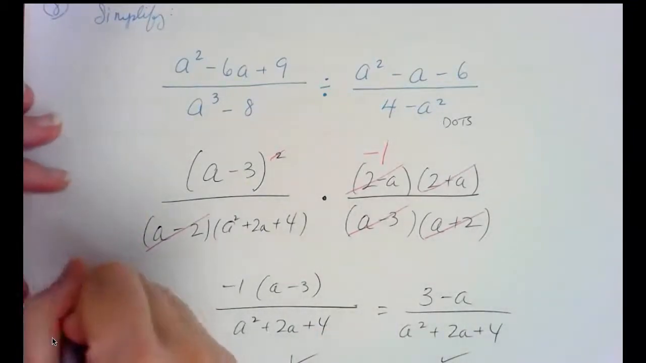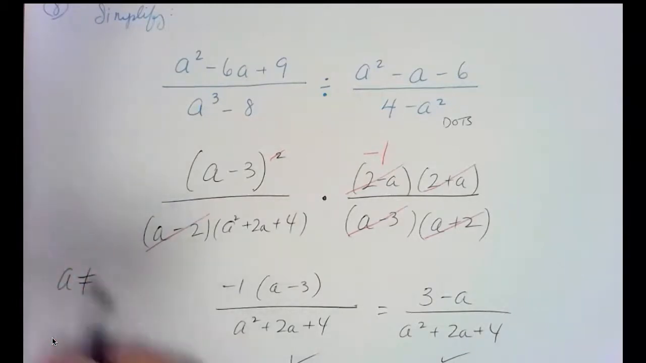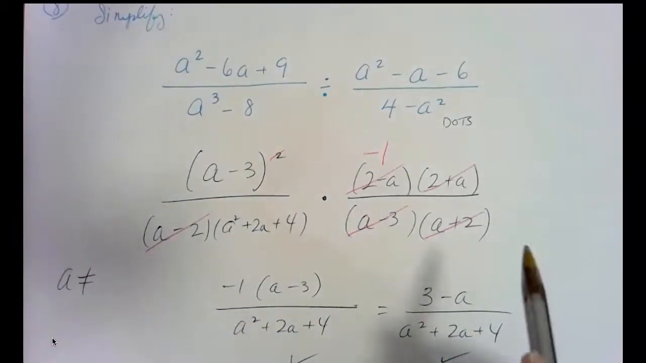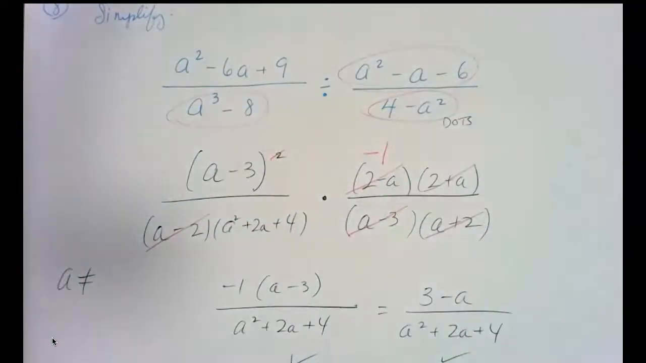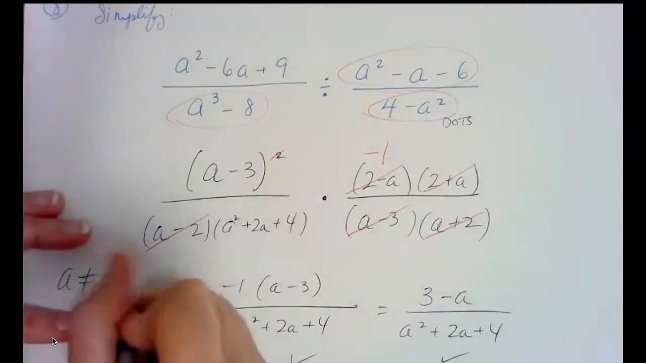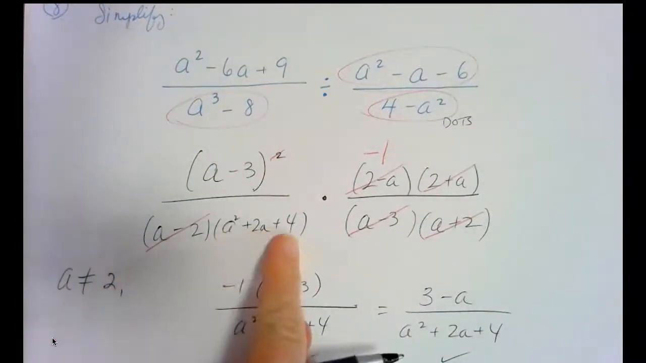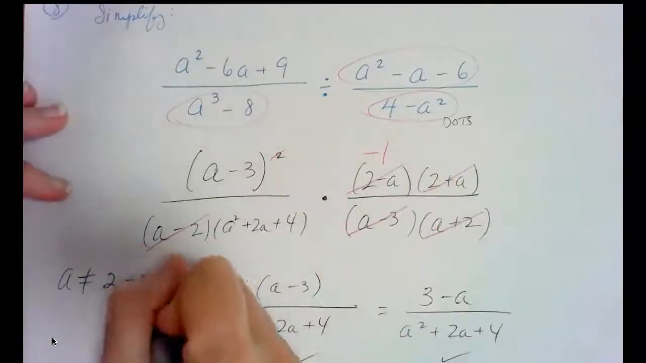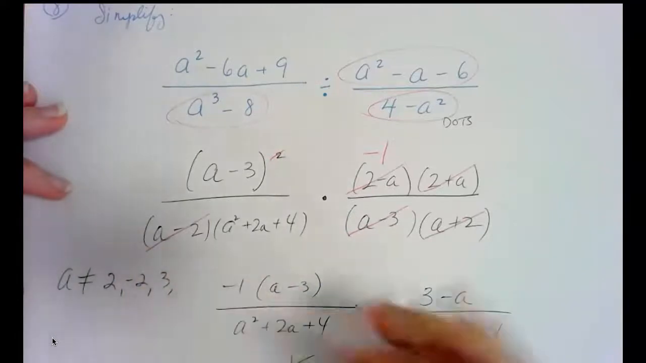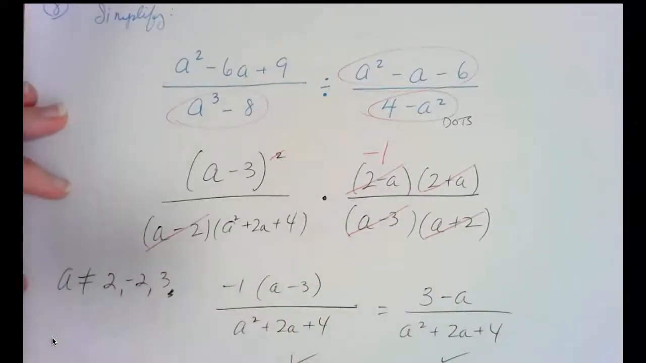We've got some restricted values here. A cannot equal, and since this is division, we have to consider restrictions from here, here, and there. So look at all those factors. So a cannot be 2. This, of course, would only yield imaginary factors, so we don't have to worry about those restrictions. 2, already got it. Negative 2, 3, and then negative 2. So those are our restricted values, and this is our simplified expression.